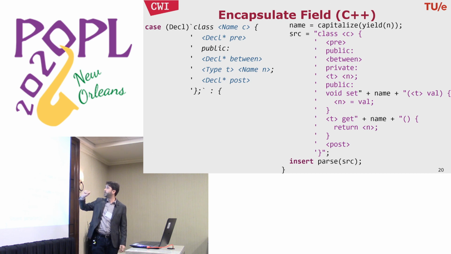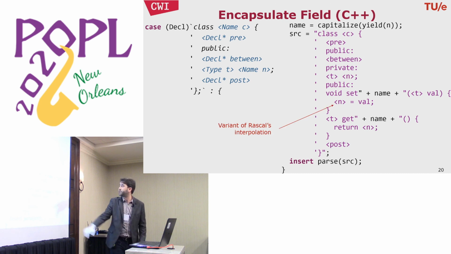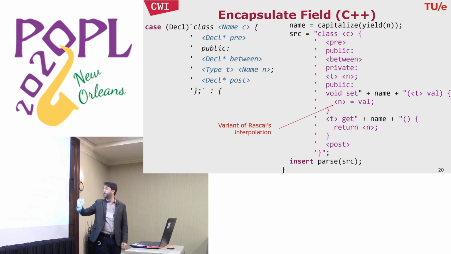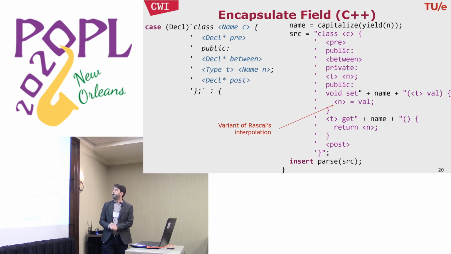member variable, and we also add the getter and the setter function where the name is capitalized first because people want camel case. And this interpolation here on the right-hand side is just a variant of Rascal's interpolation. So this all works fine, and it is automatically yielded into a string. And finally, we parse this new class declaration and insert it back into the tree.